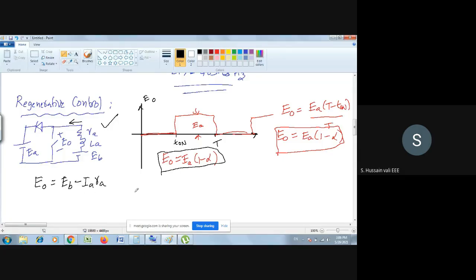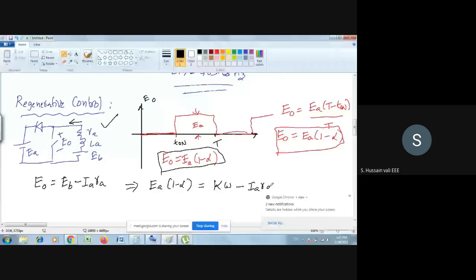So that implies EA into 1 minus alpha is equal to EB. How can I write EB? I will write K into omega minus IA RA. Now what is the torque equation? The electromagnetic torque equation is K into IA, but here IA is negative, so I will write minus.